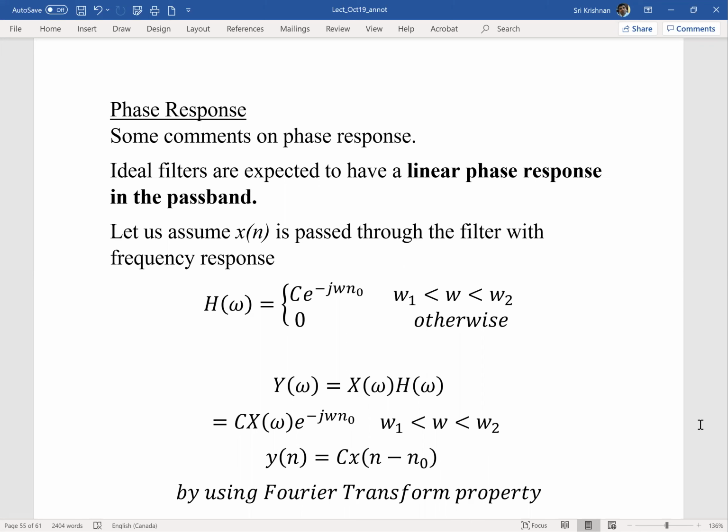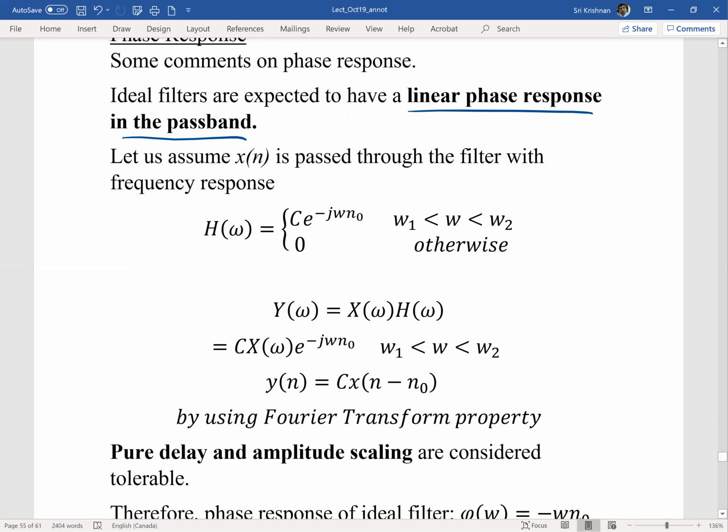Okay, so just to show what I mean mathematically, as I indicated, we would like to have a linear phase response in the frequency of interest, or we could call it a passband as well. So let's assume that we are passing a digital signal x of n into a filter which has this kind of frequency response.